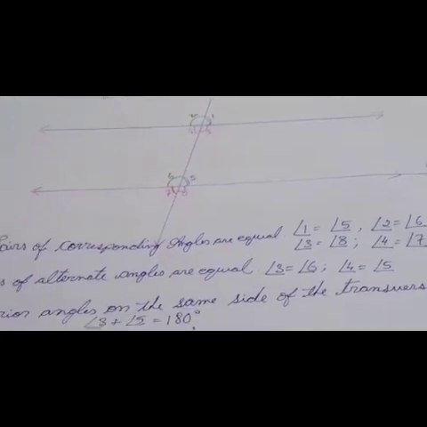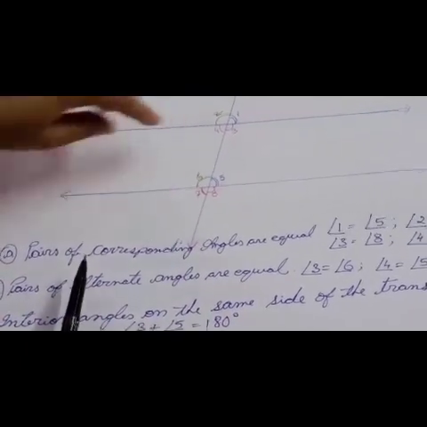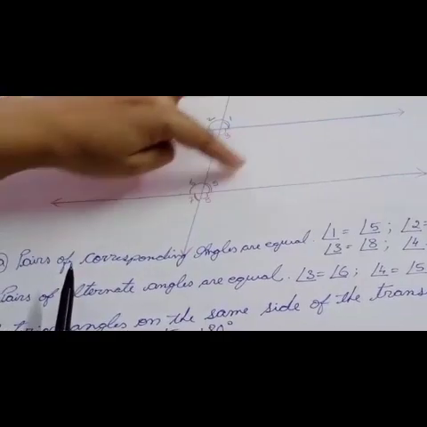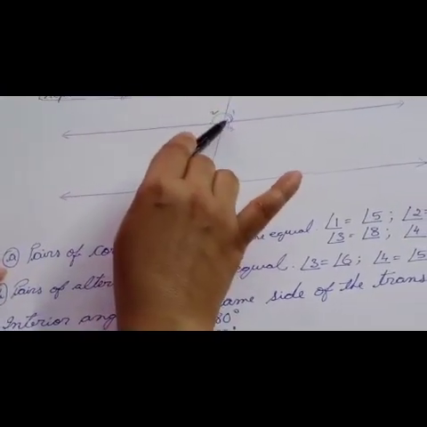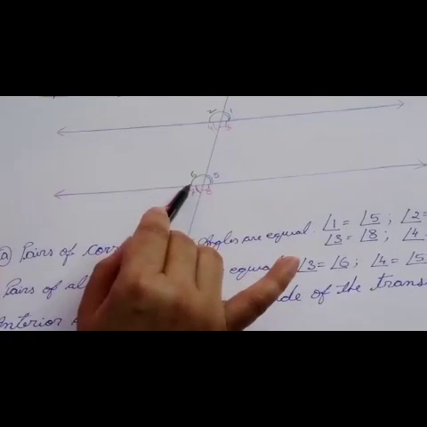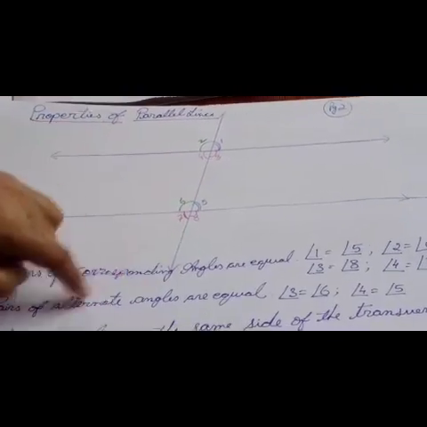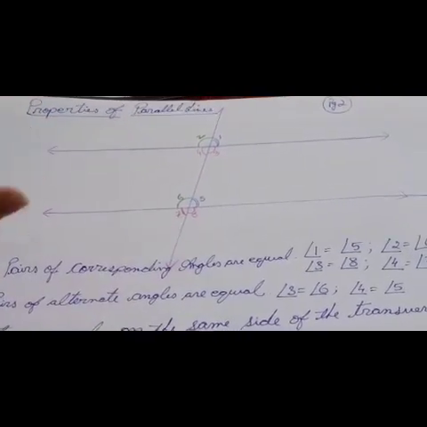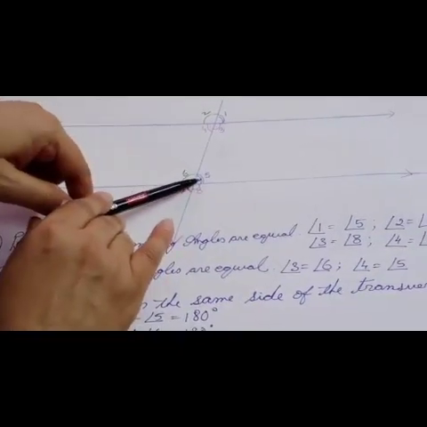Then again, children, come here. Pairs of alternate angles are equal. If the alternate angles are present in the diagram, they are equal. Now children, look here, angle 3 is equal to angle 6. They are alternate angles. They lie on the opposite side of the transversal, and remember children, alternate angles never form a linear pair. Again, angle 4 is equal to angle 5.